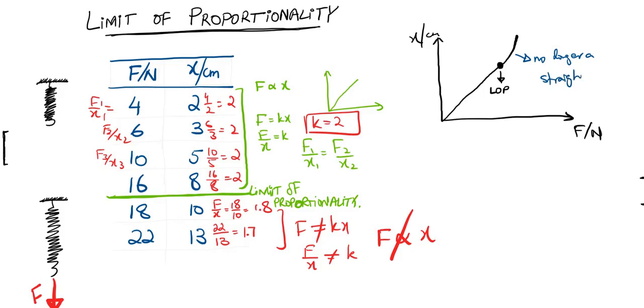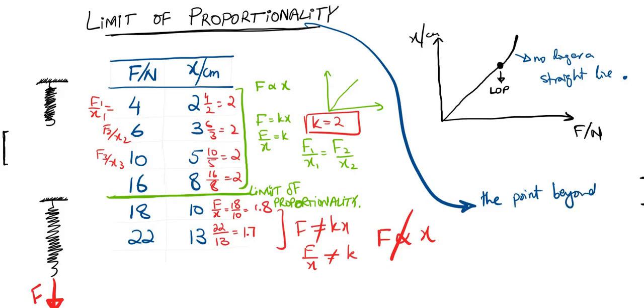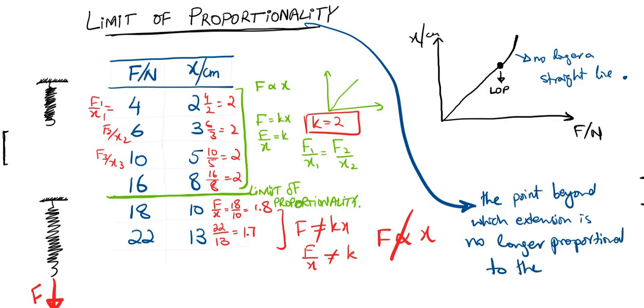तो लिमिट ऑफ प्रोपोर्शनैलिटी ये क्या है? The force or the point beyond which extension is no longer proportional to the force applied. That's all.